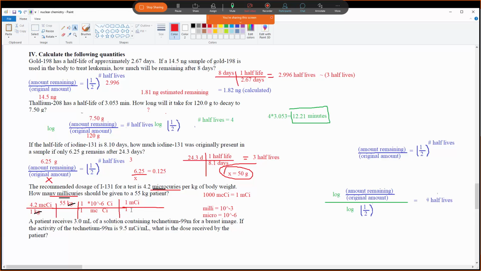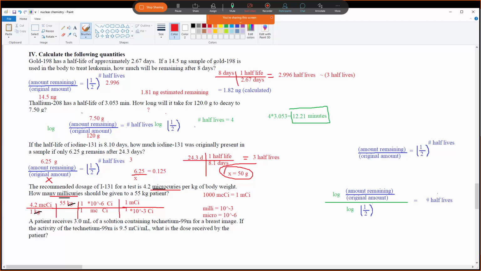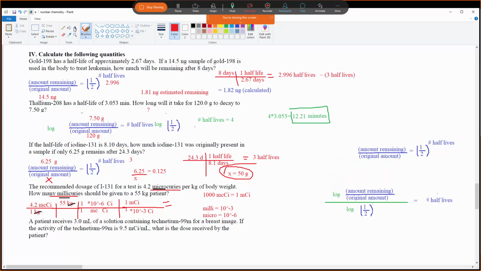Okay, and then when millicurie, 1 curie is equal to 1 curie, and milli is equal to times 10 raised to the negative 3rd curies. All right. That should get me there. So we've got 4.2 times 55 times 1 times 10 to the negative 6th. Divide that by 1 times 10 to the negative 3rd, and I get 0.231 millicuries.